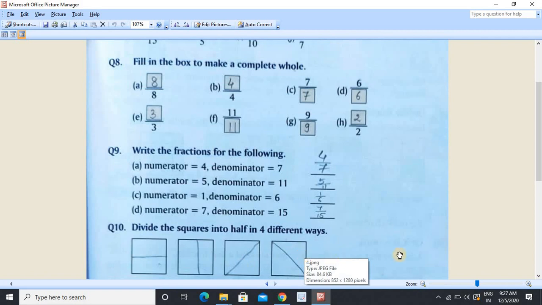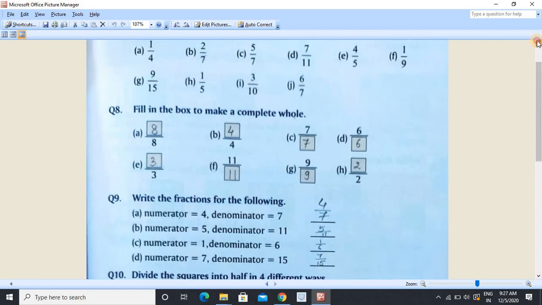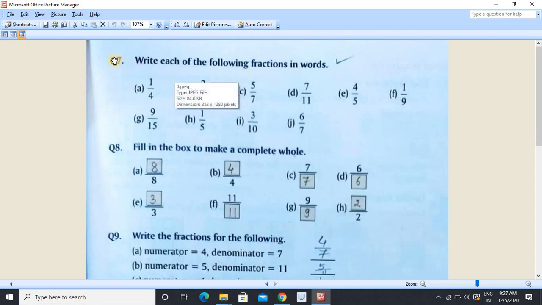Now my dear students, you have to solve all the questions in your book except question number 7. Question number 7 you have to solve in your classwork copy.